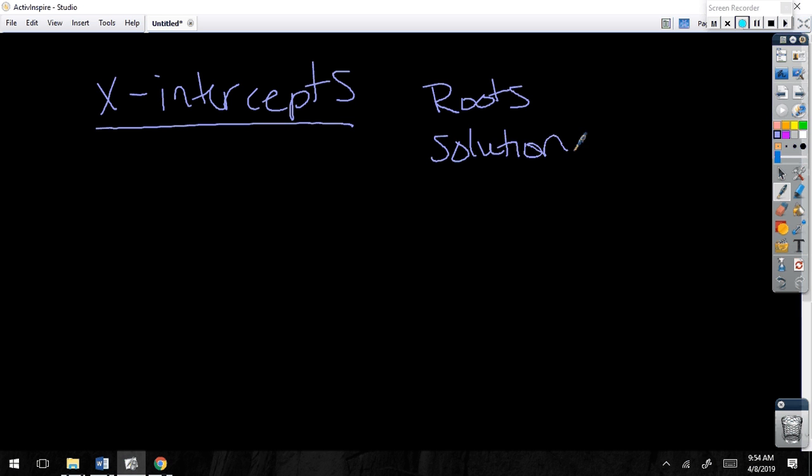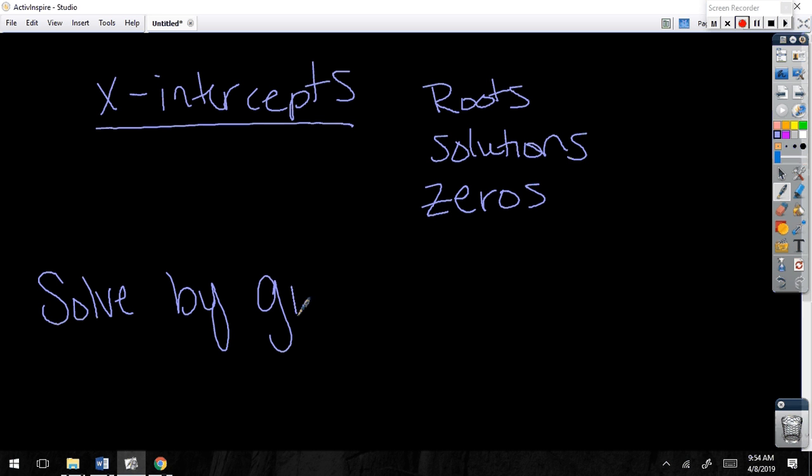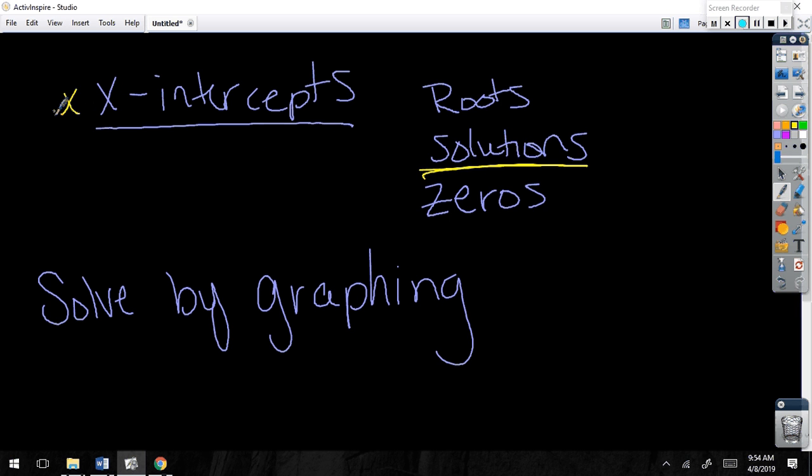Solutions. One more. It starts with a Z. Zeros. Okay. When we solve by graphing, notice solutions are the same thing as x-intercepts, and x-intercepts are where the parabola is crossing the x-axis. When we solve by graphing, what we're doing is finding the x-intercepts. That's all we're doing.